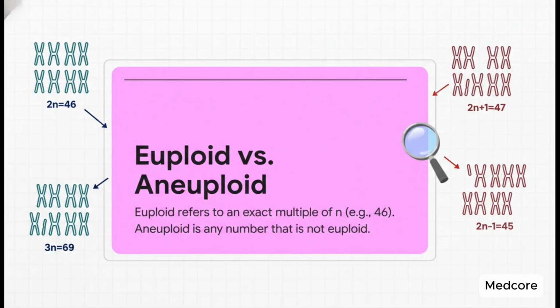We have two more key terms, euploid and aneuploid. Eu in euploid literally means good or true. So a euploid cell has a good set of chromosomes, an exact multiple of 23. So 46 is euploid, 69 would also be euploid. But aneuploid means the number's wrong. It's not an exact multiple of 23. And this is where we see the vast majority of clinical issues pop up.